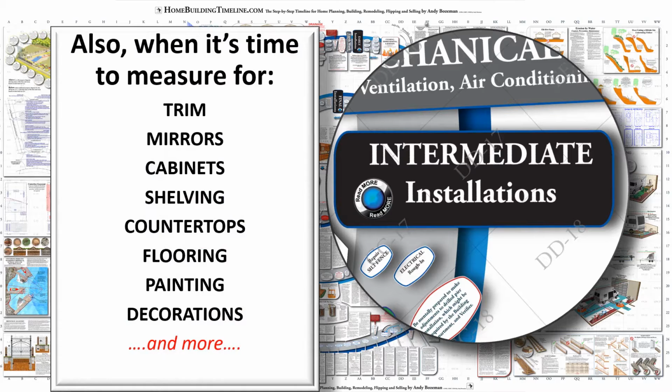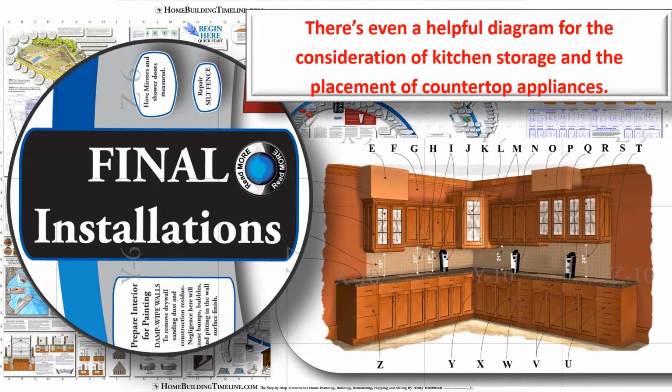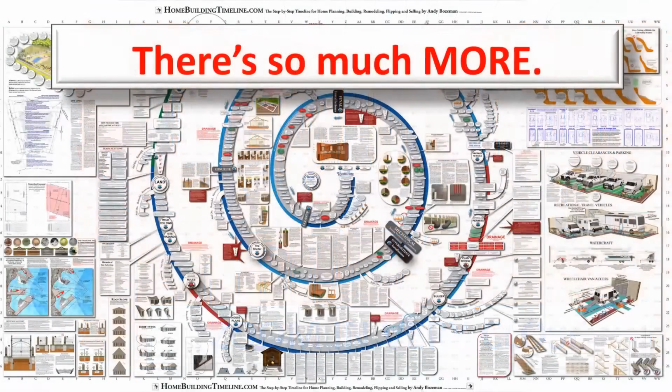Also, in intermediate installations, you are shown when it's time to measure for trim, mirrors, cabinets, shelving, countertops, flooring, painting, decorations, and more. In final installations, you are shown when it's time to install the trim and mirrors and cabinets, countertops, flooring, painting, final plumbing, final electrical, final site drainage, cleanup of the home site, and more. There's even a helpful diagram for the consideration of kitchen storage and the placement of countertop appliances. And as always, you can zoom in very close to see every detail. And there's so much more.